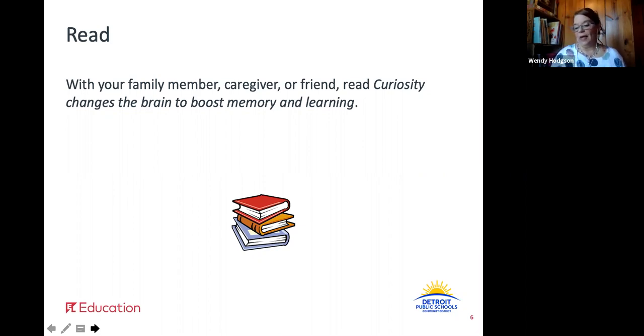That is our read aloud of this week's article. So this is about the brain and what we know about if we're curious about things, if we're intrinsically or extrinsically motivated. And we will be referring back to that reading throughout the week.